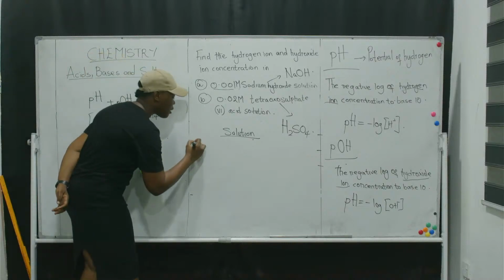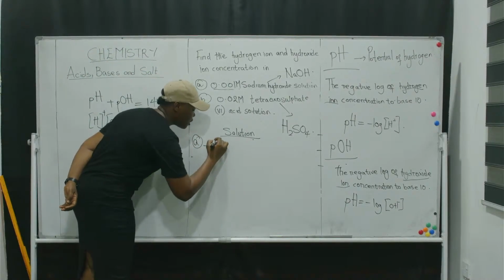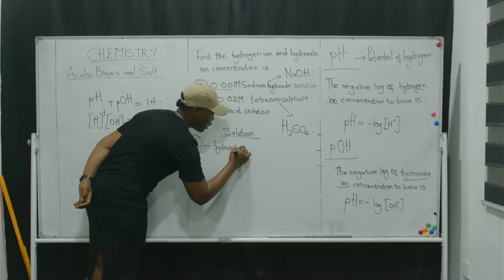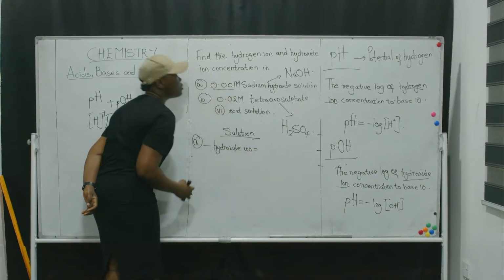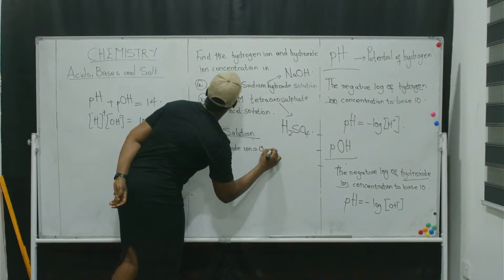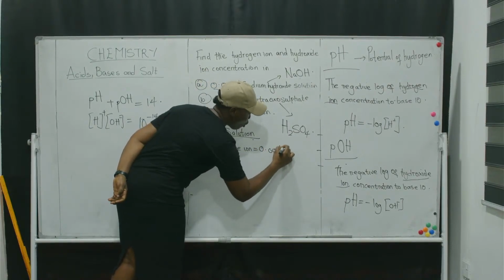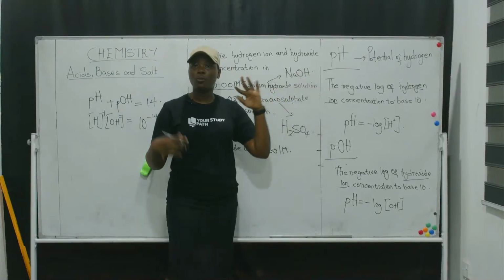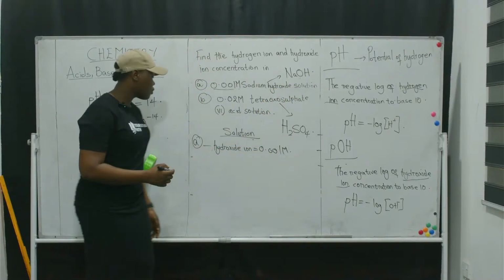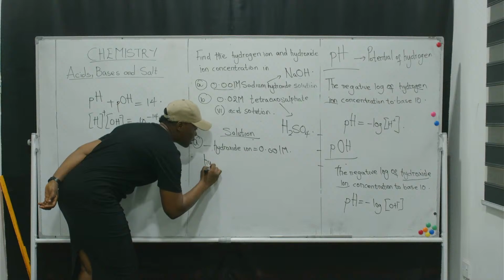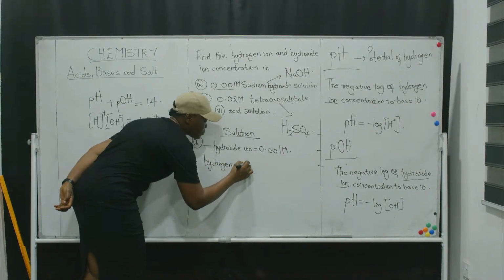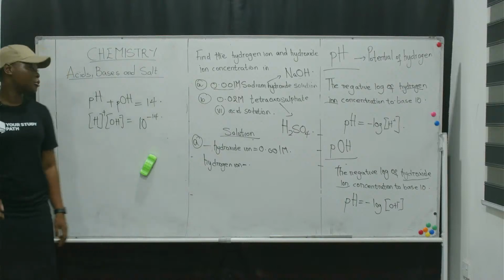So we can just say for A, the hydroxide ion is 0.001 molar, because it has only one of this, so we multiply by 1. So we are now left with calculating hydrogen ion concentration.